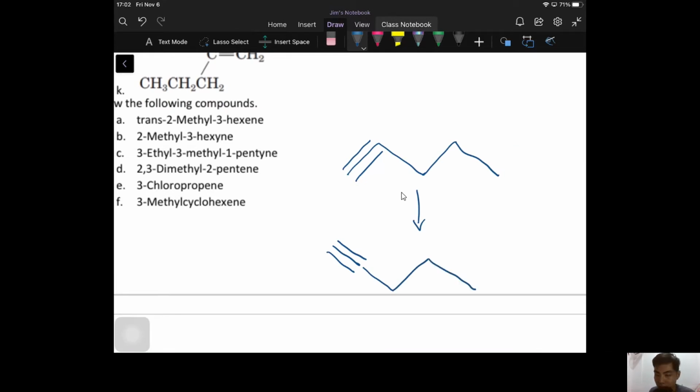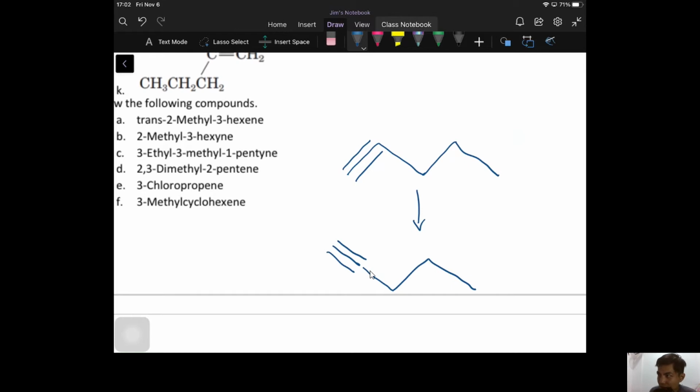Okay? So, ganun. Hindi pwedeng may bend sa triple bond. Okay lang yan sa double bond. Okay lang yan sa single bond. Pero, wag sa triple bond. 180 degrees yon, sabi natin. Okay? So, this is your alkyne.